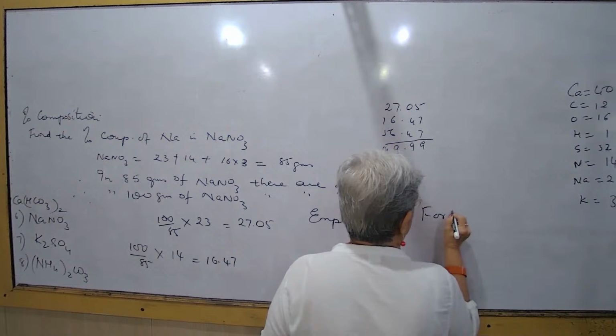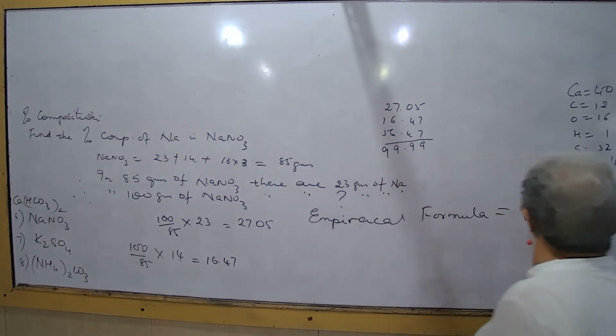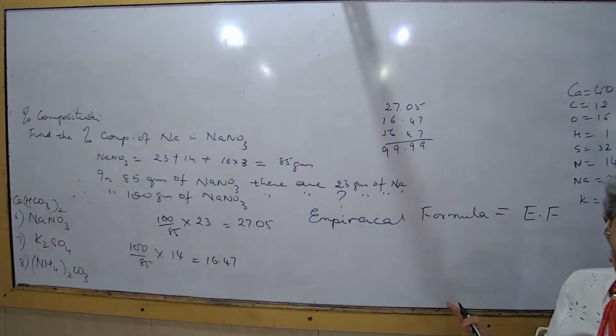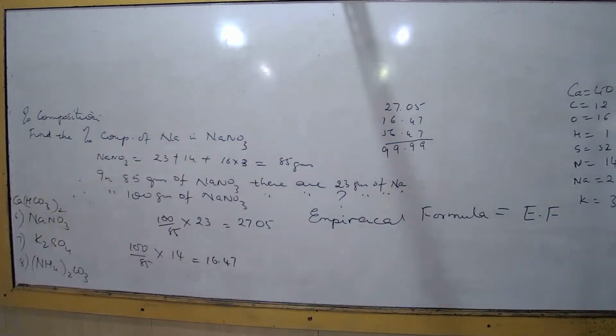Empirical formula, given as EF. There are two formulas of a particular compound: one is the empirical formula and one is the molecular formula. What is the molecular formula? The molecular formula will tell you the exact number of atoms present in a particular compound.